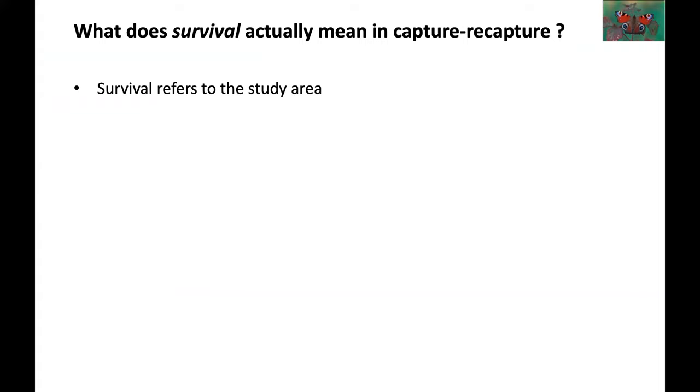Okay. So far, we have considered survival as a kind of statistical parameter in the model. I haven't said much about the ecology. What does survival actually mean in capture-recapture models? The first thing to realize is that survival refers to your study area. It means that mortality, so one minus the survival, and permanent immigration, the fact that you leave the study area for good, are confounded. You cannot really distinguish between the two. So this is what I mean by survival referring to the study area.